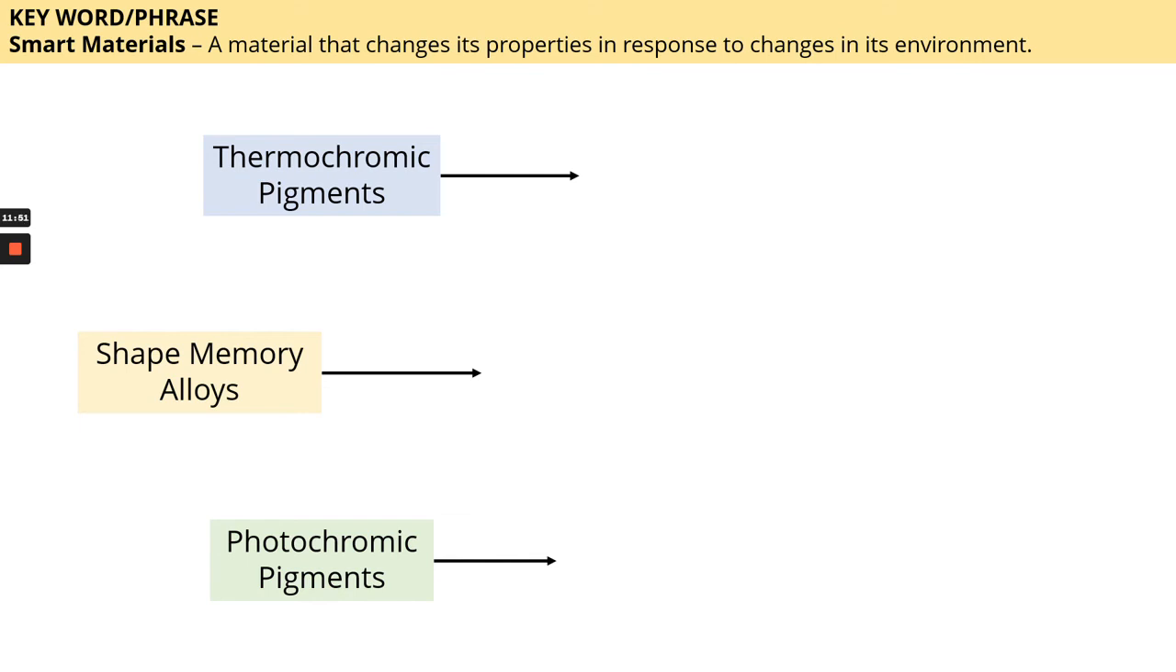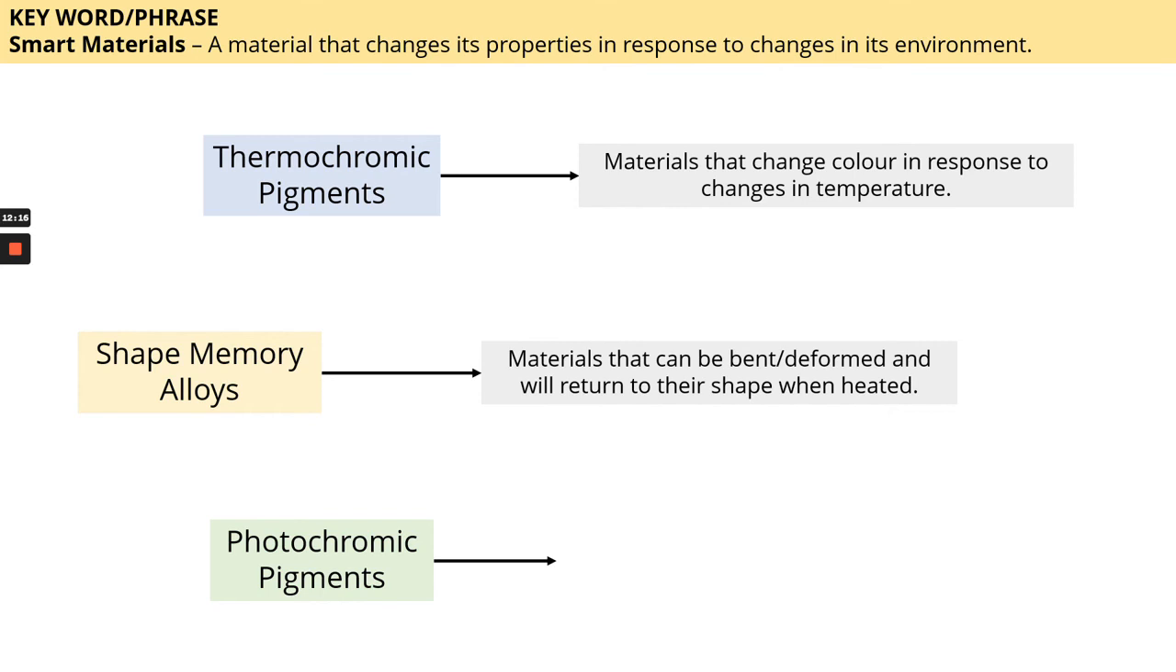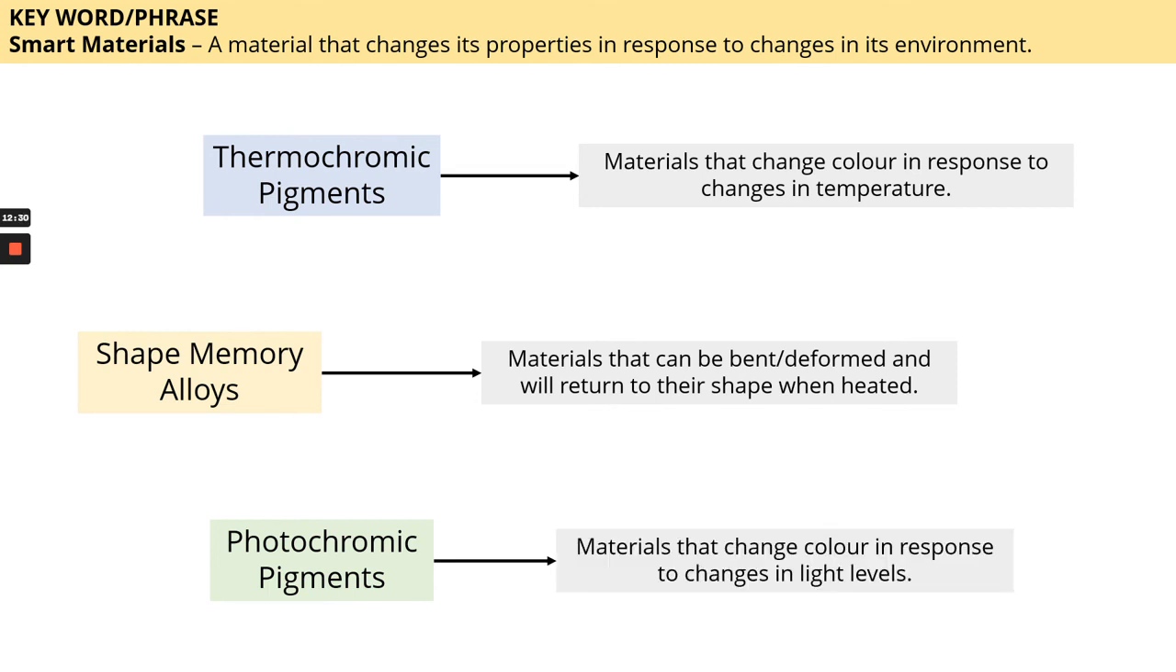To the screen, what do you think the definition for thermochromic pigments is? If you said that they are materials that change colour in response to changes in temperature, you are correct. Next one, shape memory alloys. Say the definition to the screen without using a booklet. If you said they are materials that can be bent or deformed and will return to their original shape when heated, you are correct.